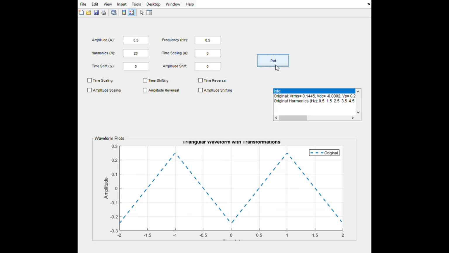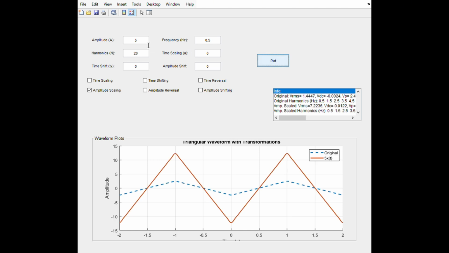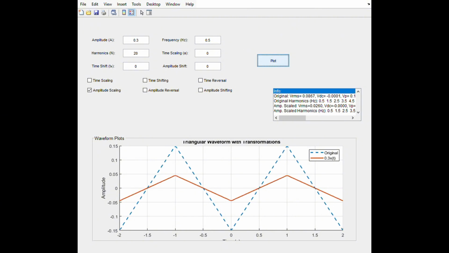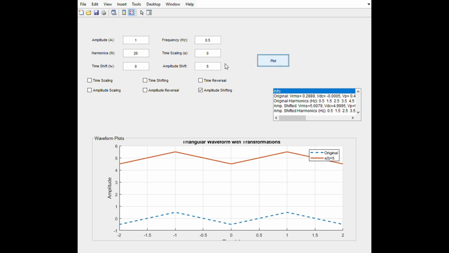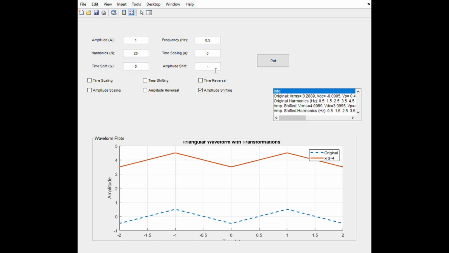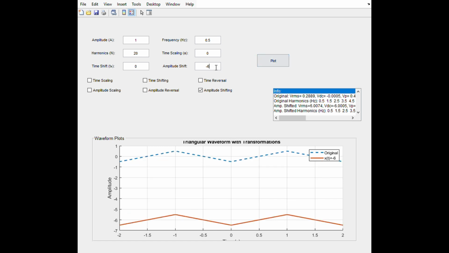Followed by the amplitude scaling. This adjusts the height of the waveform by multiplying it with a constant. In our GUI, users can scale the waveform up or down to see how amplitude affects power and signal strength. Lastly, we have the amplitude shifting, which moves the entire waveform up or down vertically. This transformation is commonly used when offsetting signals for analog transmission or adjusting DC levels.